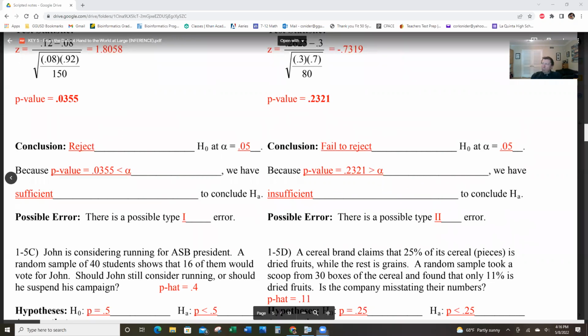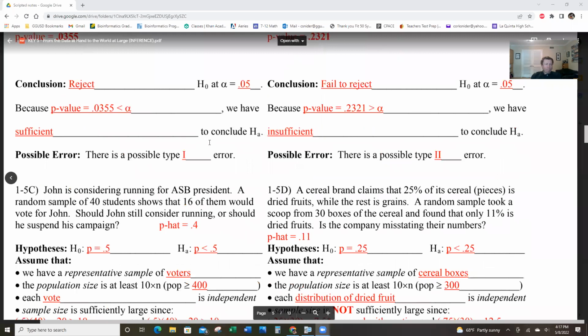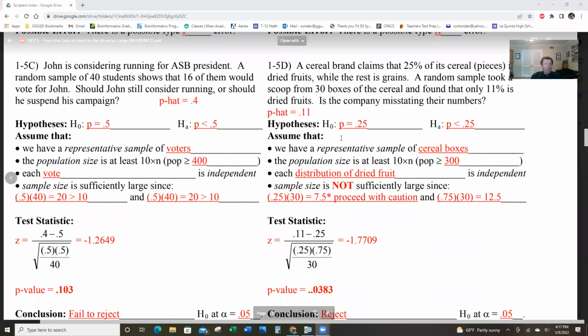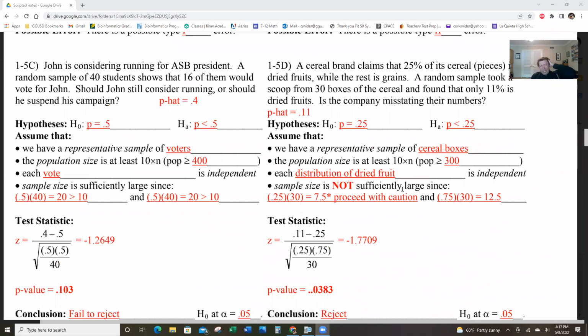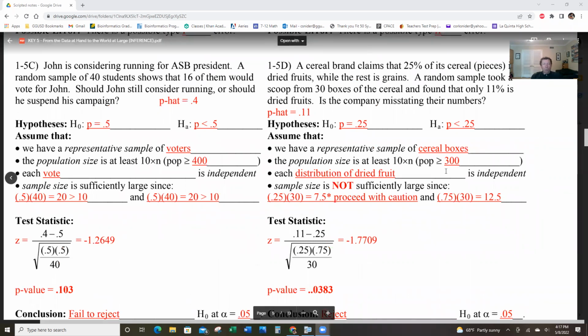Okay, next one is C. Two more. John is considering running for ASB president. A random sample of 40 students shows 16 of them would vote for him. Should John still consider running, or should he suspend his campaign? Well, we're assuming 50% is winning. So let's go through this. H0, HA: does he have 50% or does he have less than 50%?